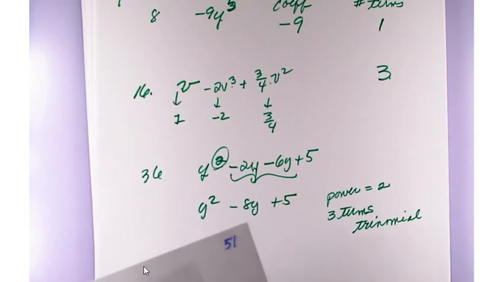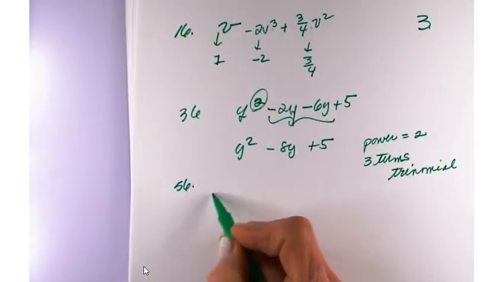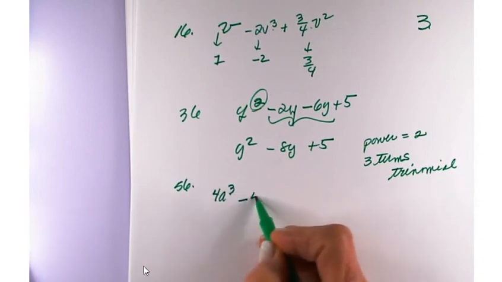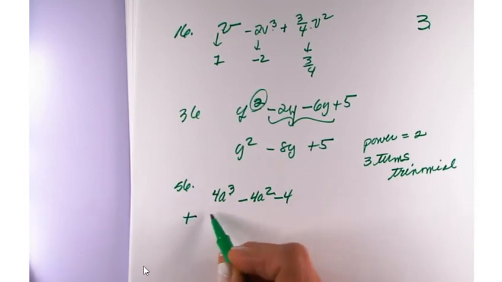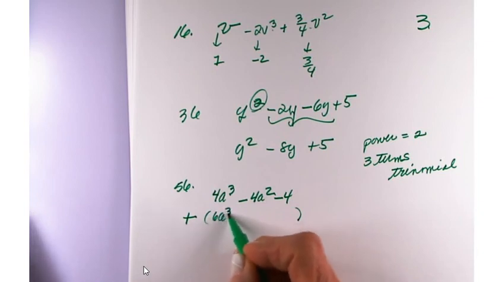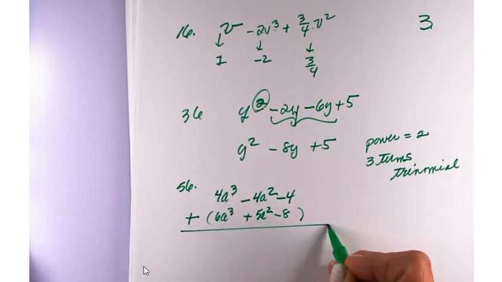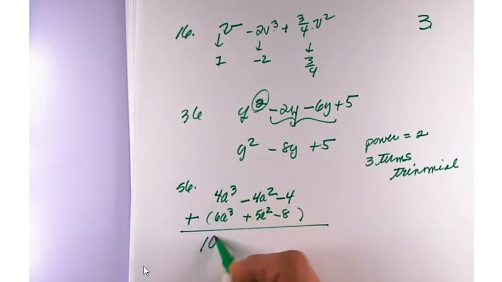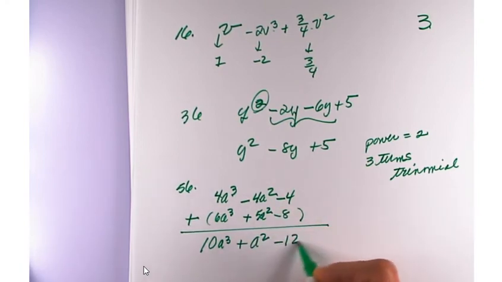Number 56 is add. Okay, this also is something that you've done. 4a cubed minus 4a squared minus 4. We have a plus sign. We are given parentheses. We really don't need them. 6a cubed plus 5a squared minus 8. Adding 4 plus 6 is 10. Minus 4 plus 5 is 1, minus 12. Okay, not bad.